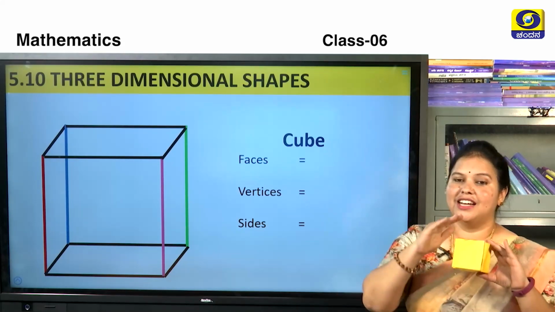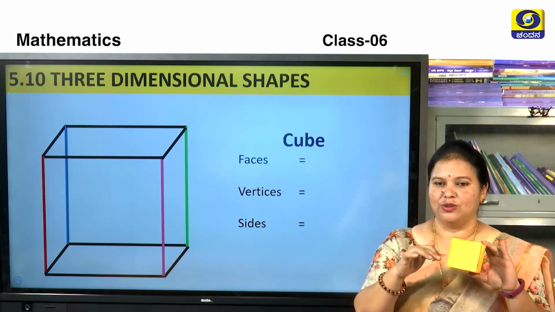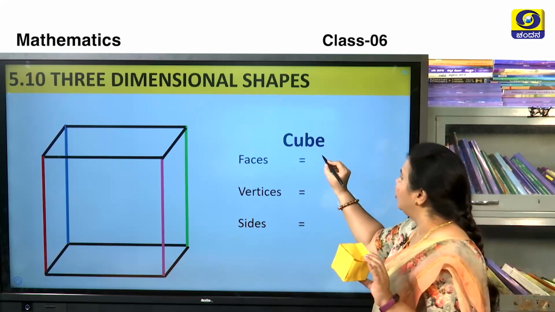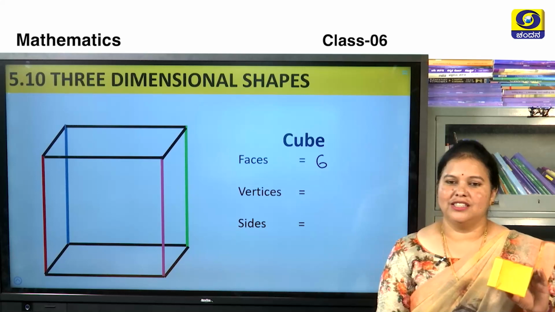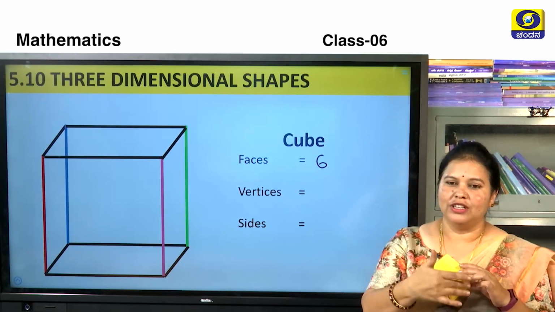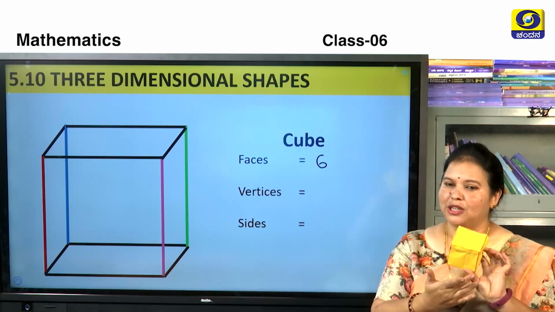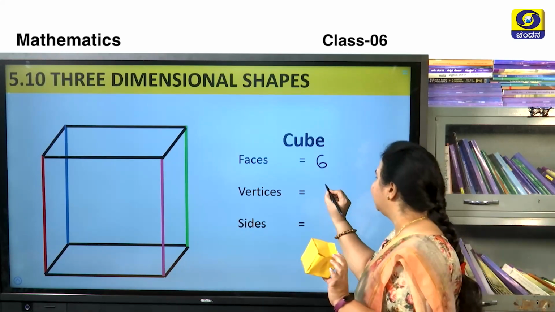Yes. It has one top face, bottom face and four faces around, isn't it? So totally 6 faces are there in this cube, isn't it? Now let us count how many vertices are there. So 4 vertices on the top face and 4 vertices on the bottom face. So totally we have 8 vertices.